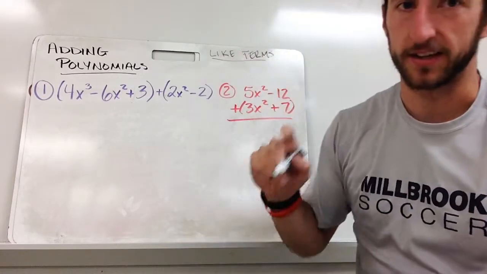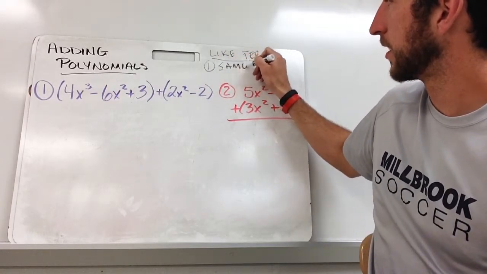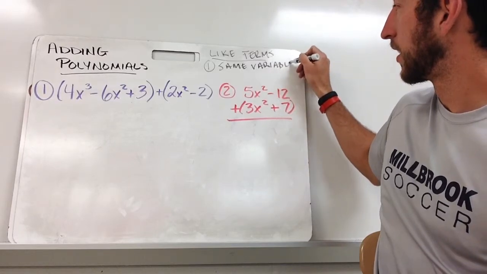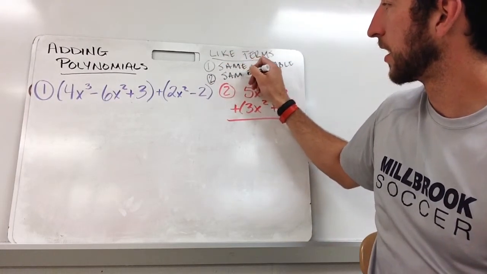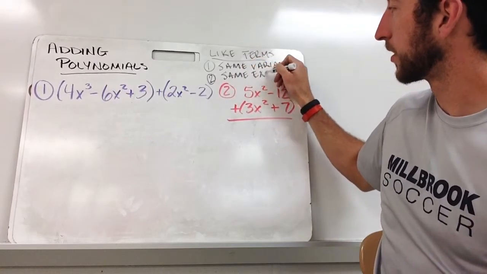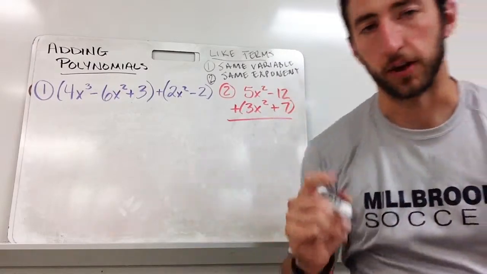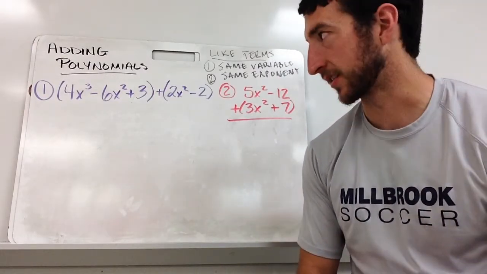there are two things that have to happen. Number one, you have to have the same variable, and number two, you have to have the same exponent. If they're not the same, then we don't get to add them or subtract them. We do not get to combine them.